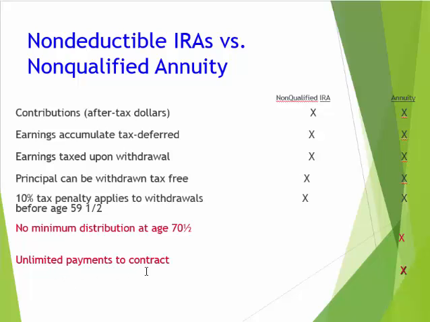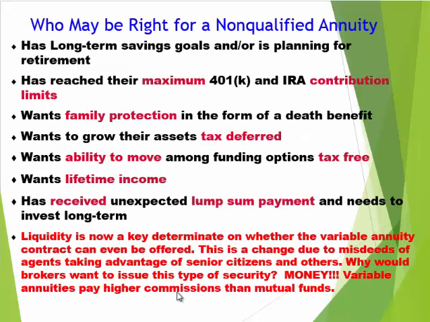Unlimited payments to the contract. Of course, in a non-qualified IRA, you're limited by the amounts that are designated by an IRA. Currently, $5,000. But you can put an unlimited amount of money into a variable annuity. So there are definitely some differences, benefits, I think, of a non-qualified annuity versus a non-deductible IRA.